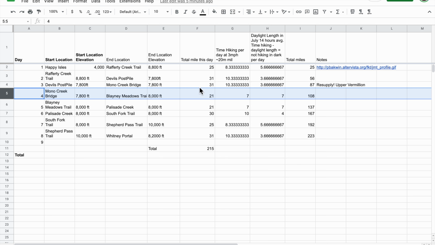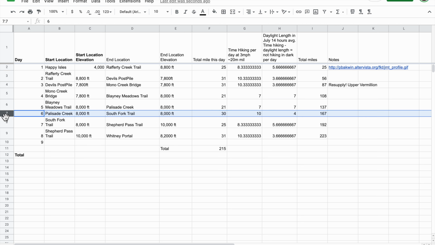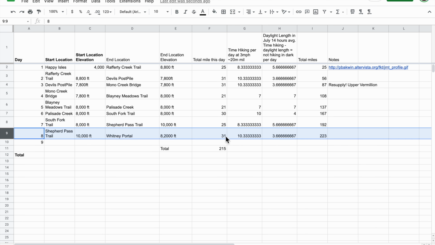Sorry, that was day 4. Or this is day 4, the last one was day 3. The Blaney Meadows Trail, 8,000 feet, 21 miles. Same with day 5. So those are lower mile days for sure, with a nice balance between daylight hiking hours versus daylight non-hiking hours. Day 6, we're back into the high mileage, which is 30. Day 7, 25. Day 8, 31.